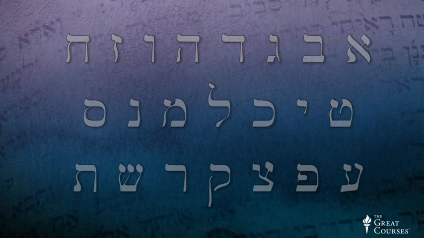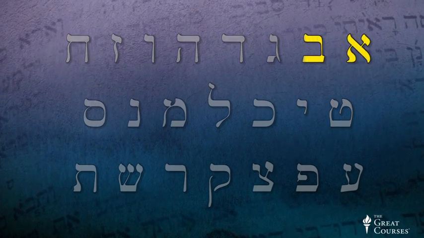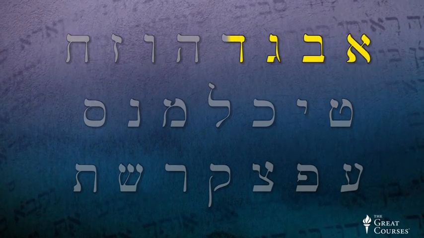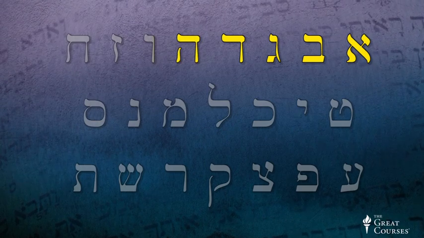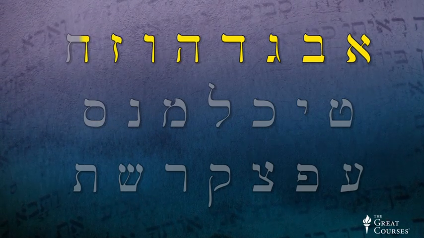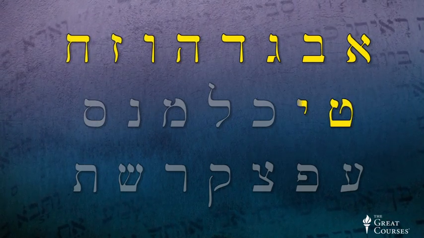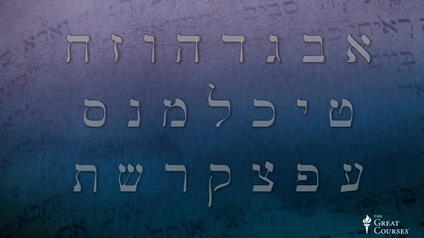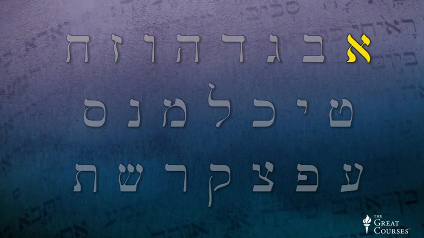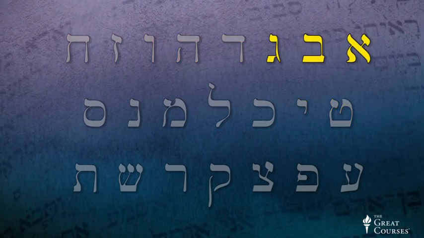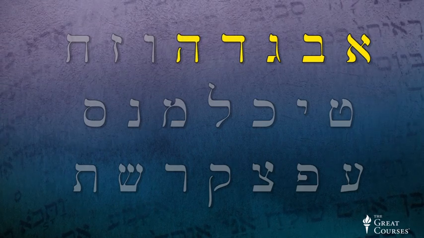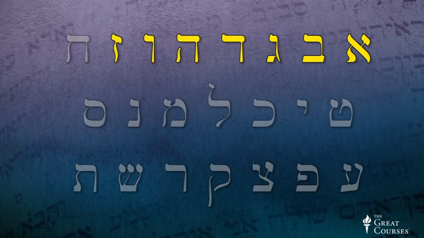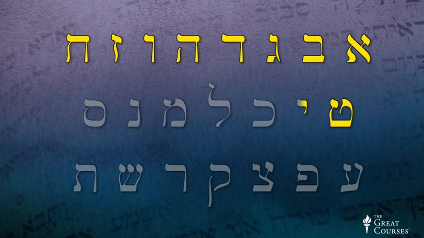One more time. Aleph, Bet, Gimel, Dalet, He, Vav, Zayin, Chet, Tet, Yud. Now, say them with me, please. Aleph, Bet, Gimel, Dalet, He, Vav, Zayin, Chet, Tet, Yud.